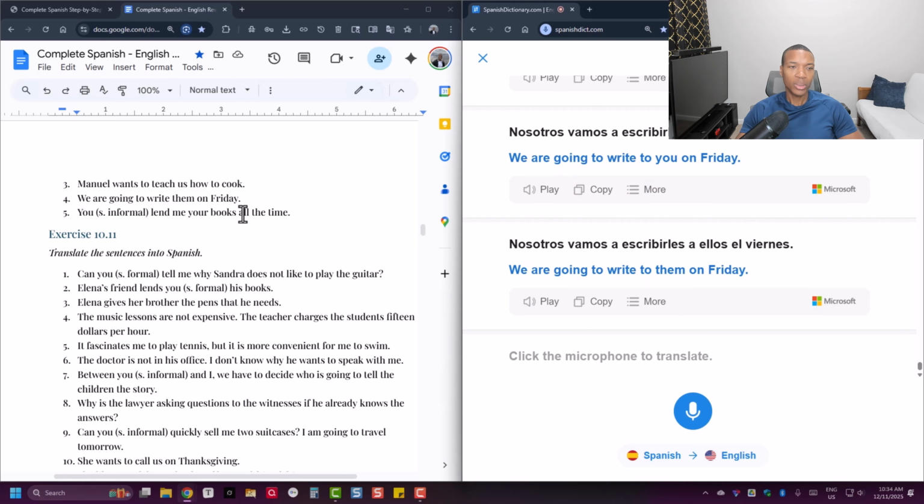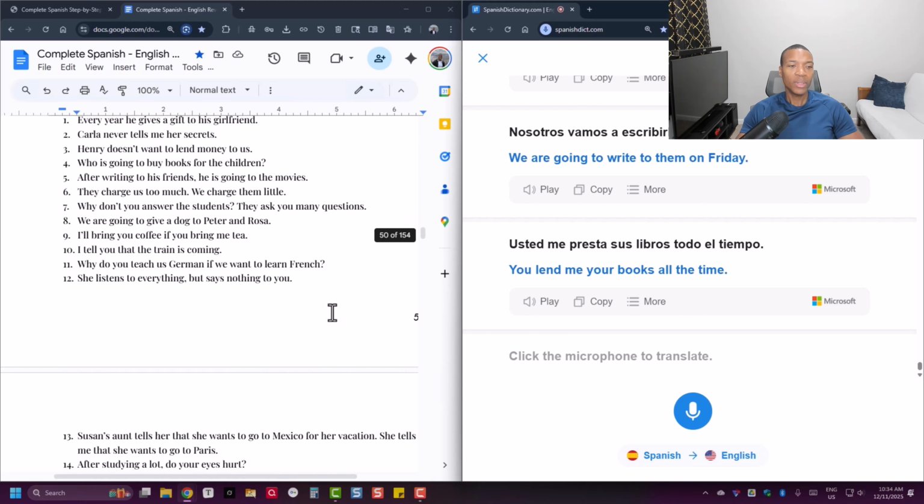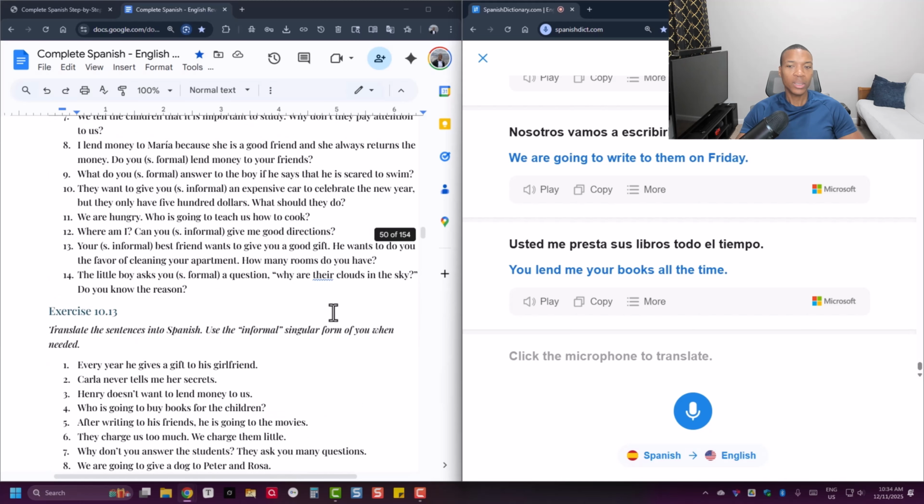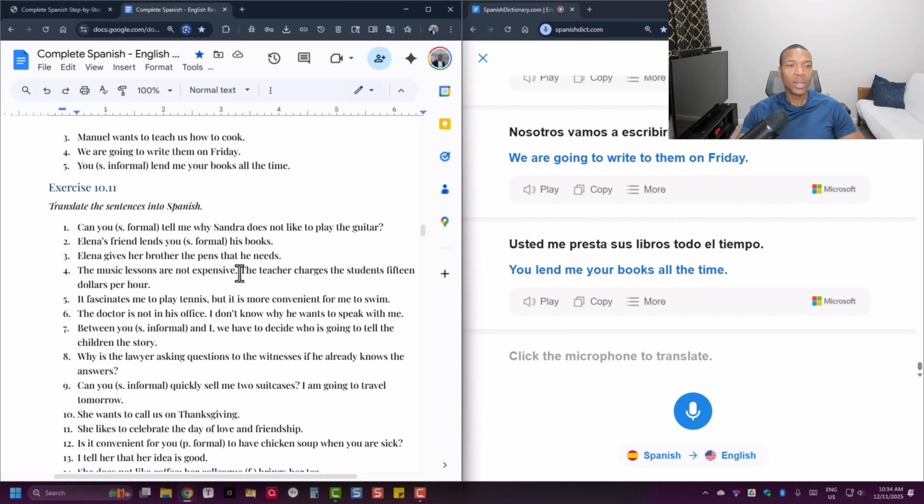You lend me your books all the time. Usted me presta sus libros todo el tiempo. You lend me your books all the time. All right, 10:11, 10:12, 10:13. Let's go through it. 10:11.